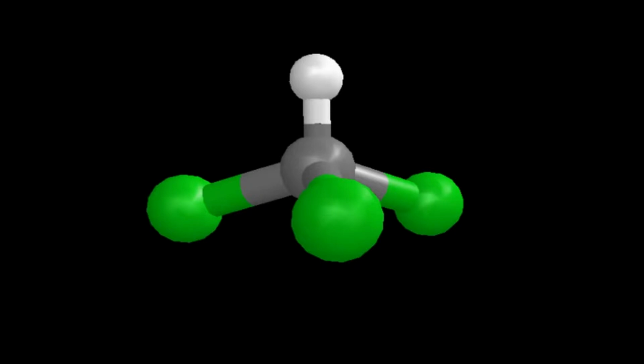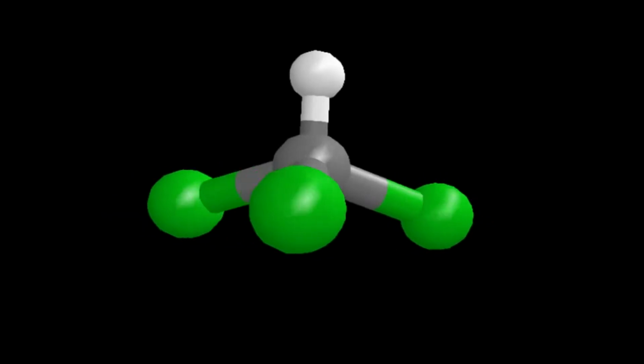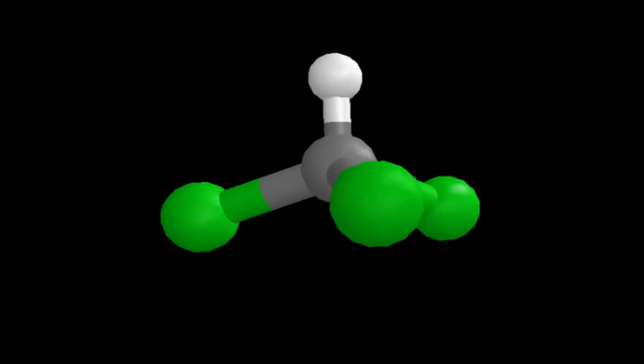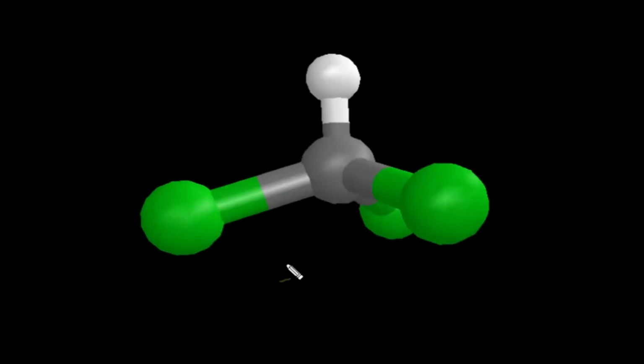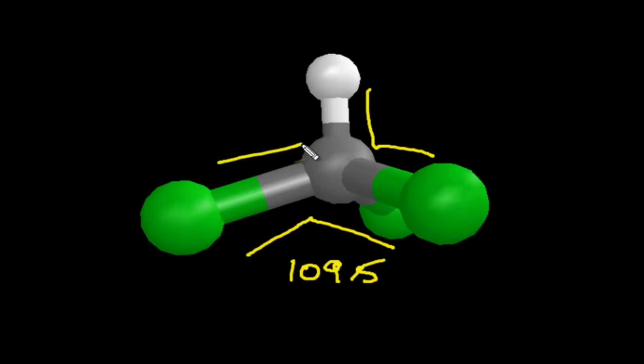And they're all spread out as far away from each other as they can possibly be and still be attached to that central carbon. We can also look at the bond angles, which you remember are 109.5. So this angle right here is going to be 109.5 degrees, as is this angle up here, this angle over here, and then on the other side as well.